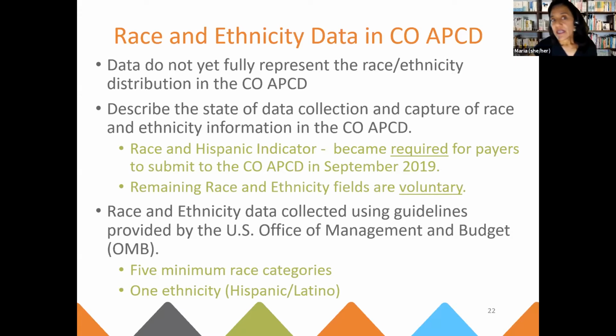The Colorado APCD is closely following the federal government model from the Office of Management and Budget. That model recognizes only one ethnicity, which is being Latino or Hispanic, and a minimum of 5 races in a different field. Those are the fields that are required now in the APCD, but we also collect another 2 more race fields and 3 more ethnicity fields. So in total, we have 7 data fields that refer to race and ethnicity. Could you go to the next one, Kerry?